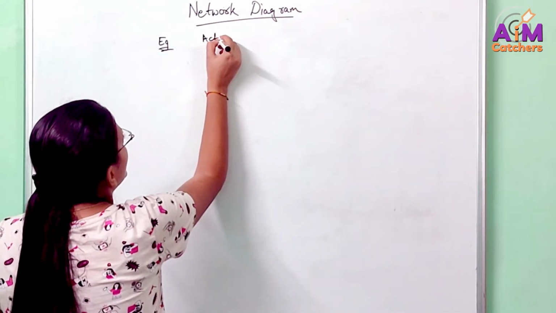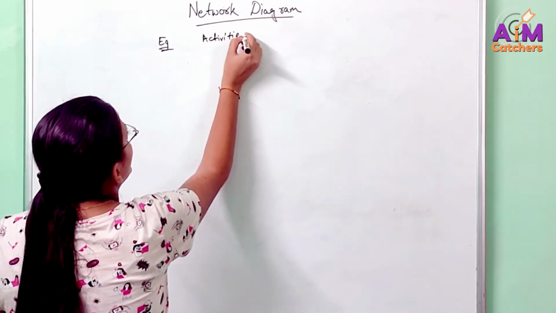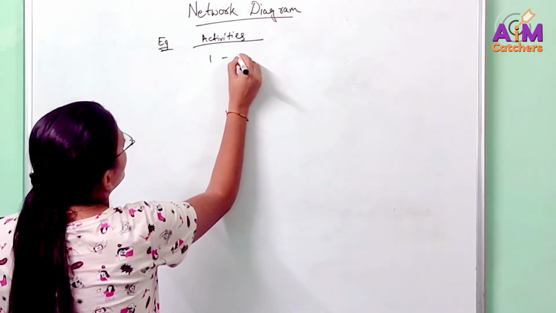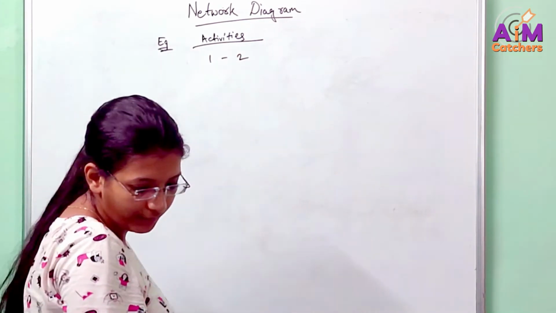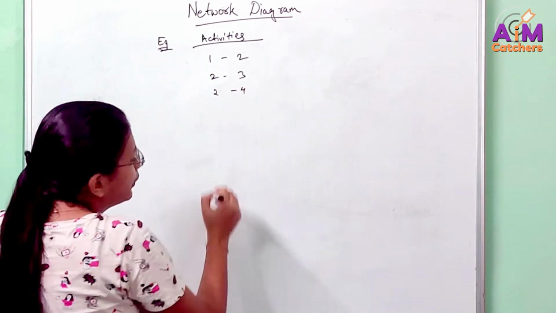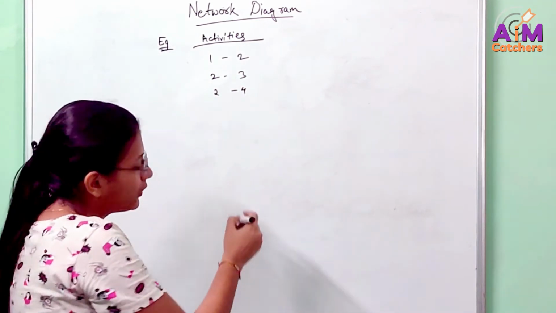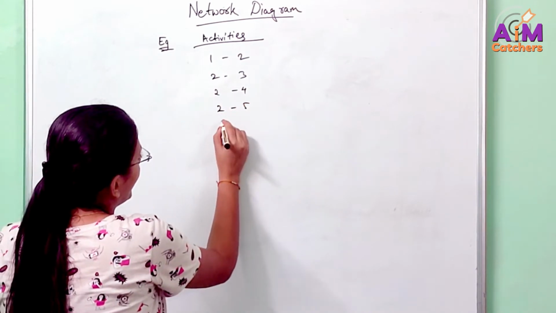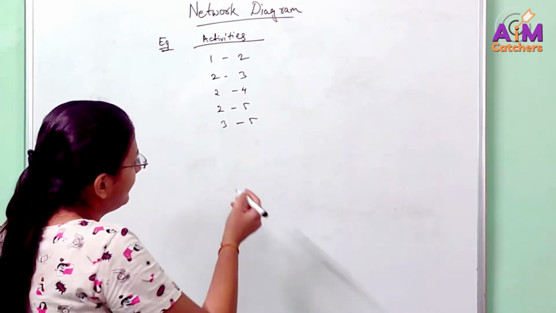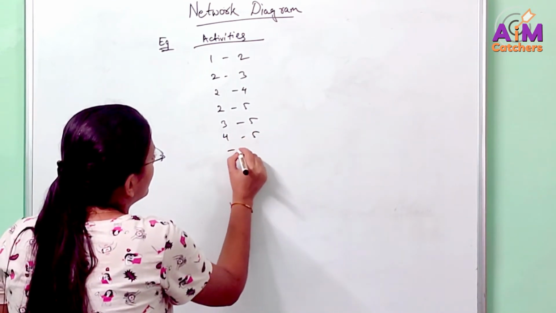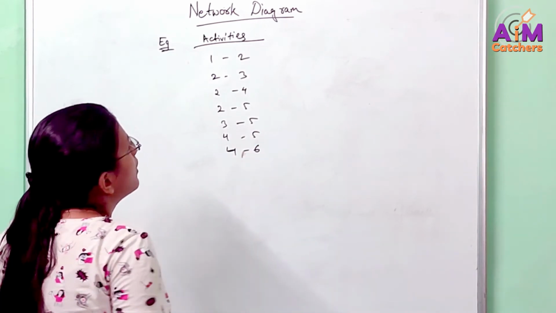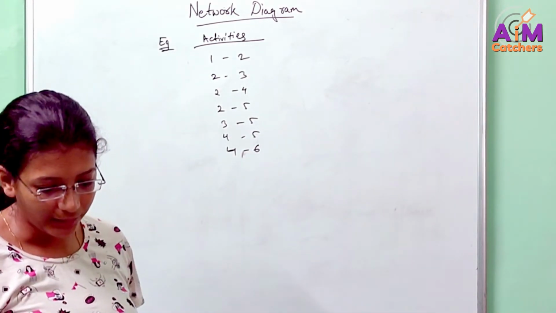We'll have activities like 1, 2; 2, 3; 3, 4; 2, 3; 2, 4; 2, 5; 3, 5; 4, 5 and 4, 6. Okay, so this is the sequence of the activities.